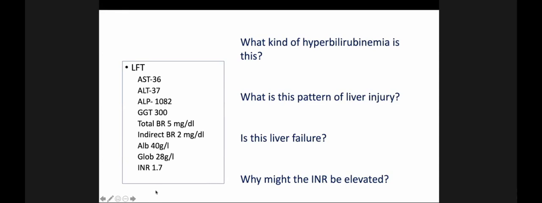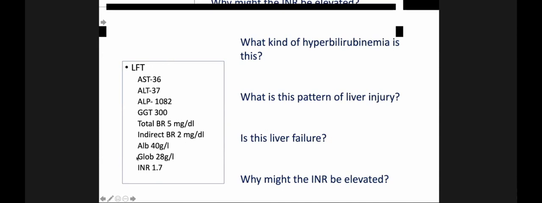The total bilirubin is 5, and they haven't given the direct, but the indirect is 2, so we can assume the direct is 3. Yeah, that's right. So if you have more than 50% direct hyperbilirubinemia, it is basically direct hyperbilirubinemia, right? So this patient has conjugated hyperbilirubinemia, which is what we suspected based on the clinical features. So what is this pattern of injury? Do you understand what we mean by pattern of injury?